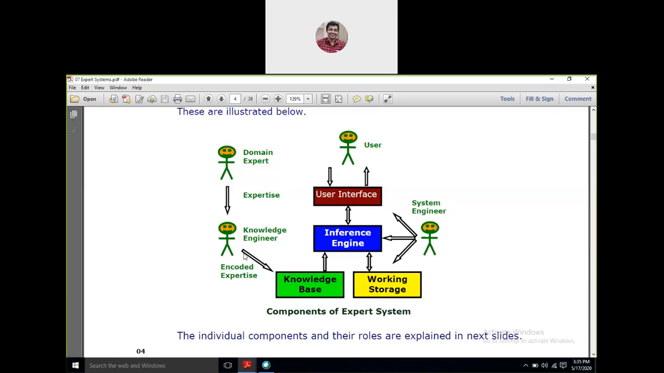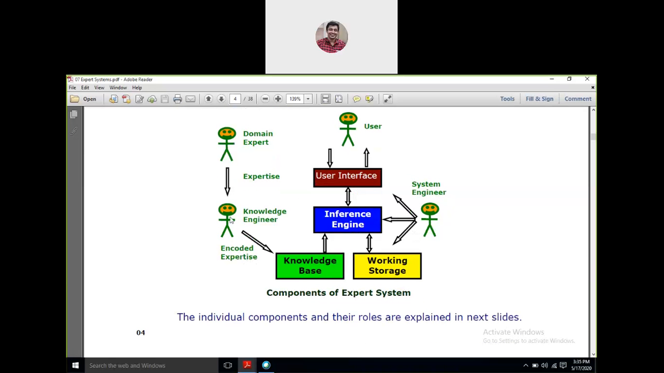Now, there are explanations for all these things in the next slide. These two individuals, the knowledge engineer as well as the system engineer, can be the same person or two different persons depending on the size of the expert system.